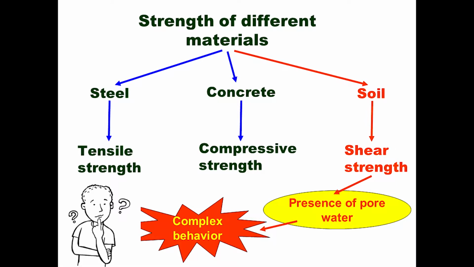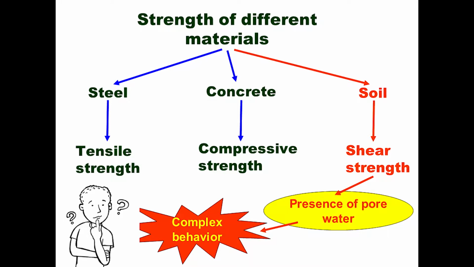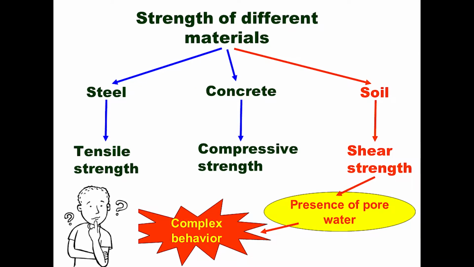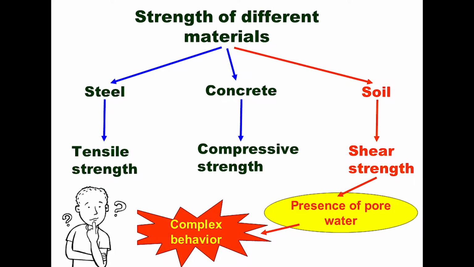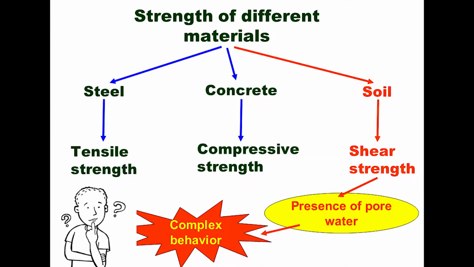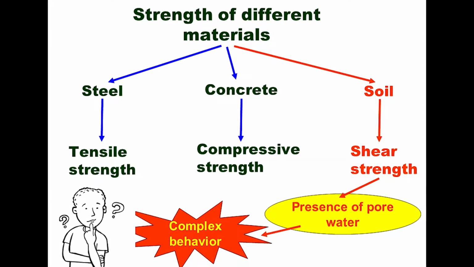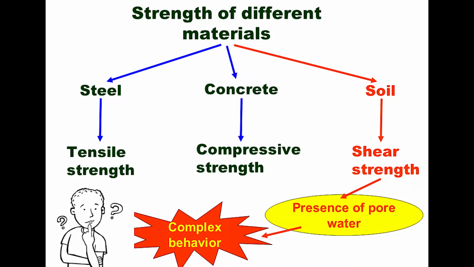Strength of different materials: steel, concrete and soil. Steel is characterized by tensile strength, concrete by compressive strength, and soil by shear strength. The presence of pore water adds complex behavior to soils.